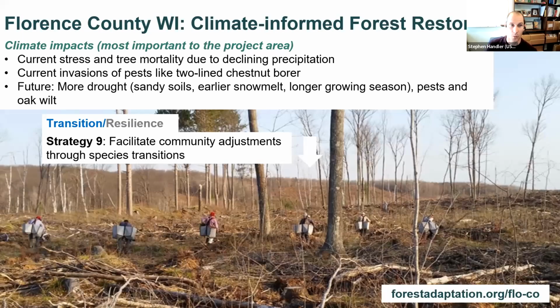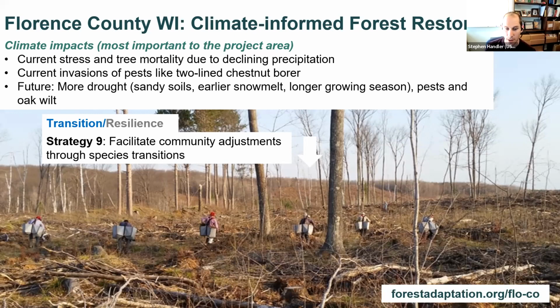So, just taking one example pathway through this menu from a real-world project in northern Wisconsin, working with a county land department. They were worried about ongoing and prior widespread tree mortality due to an extended drought in this part of the state that really enhanced the damage of a native pest, two-line chestnut borer, on a whole broad extent of oak forests in their county. And so they ended up pursuing one of those transition-oriented strategies, facilitating community adjustments through species transitions. That's strategy 9 in here.